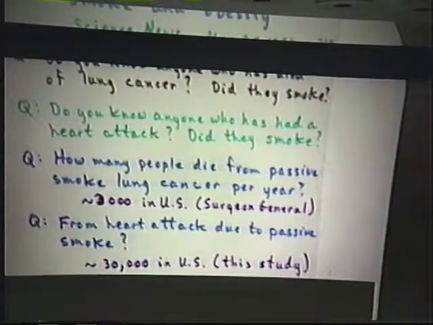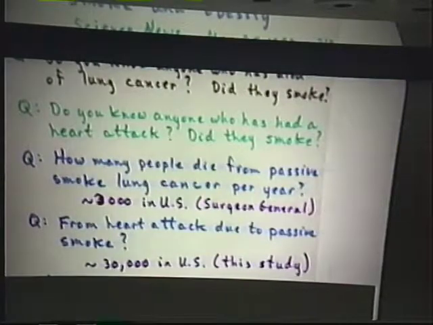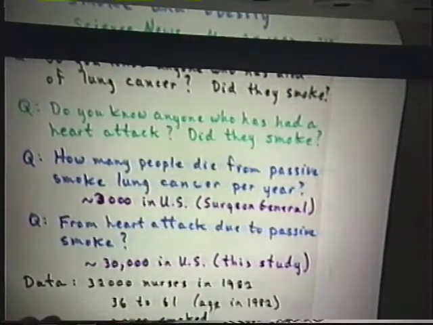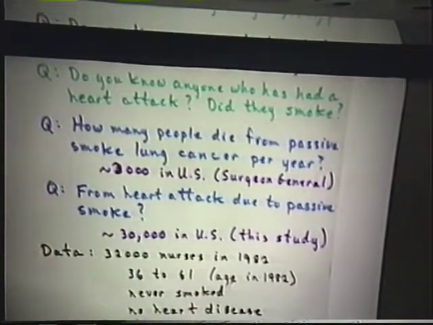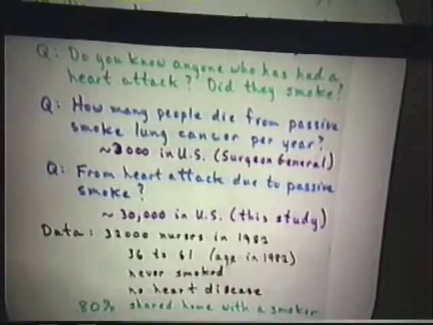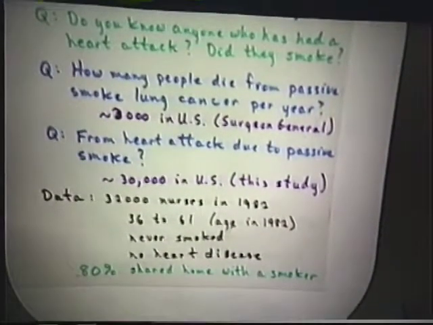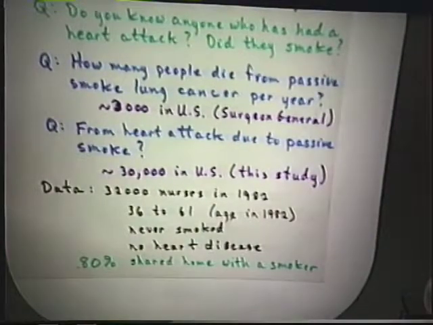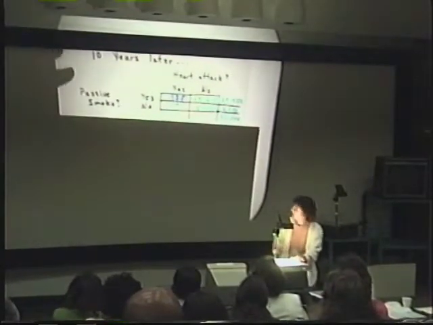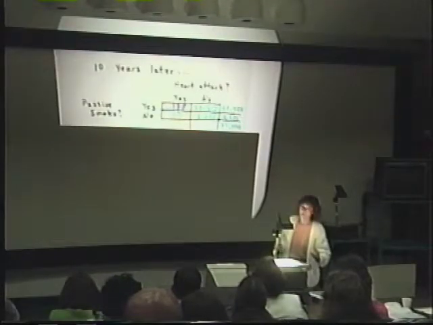So if you live with a smoker, okay, now, how did they reach this conclusion? Let's go into the example. Let's see if we believe it. All right, they looked at 32,000 nurses. This was a large nurses study that's being done. 32,000 nurses in 1982. They were aged 36 to 61 at the time. They never smoked and had no heart disease. 80% of them shared a home with a smoker. And I'll show you the data here in the next transparency. 10 years later, they looked at whether or not they had had a heart attack and whether or not they lived with a passive smoker, and that's the data.